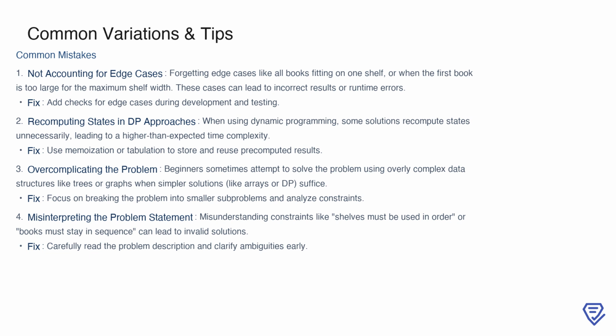Finally, misinterpreting the problem statement is a frequent source of errors. For example, constraints like keeping books in order or using shelves sequentially are sometimes misunderstood. Reading the problem description carefully and clarifying any ambiguities early is essential to avoid invalid solutions.